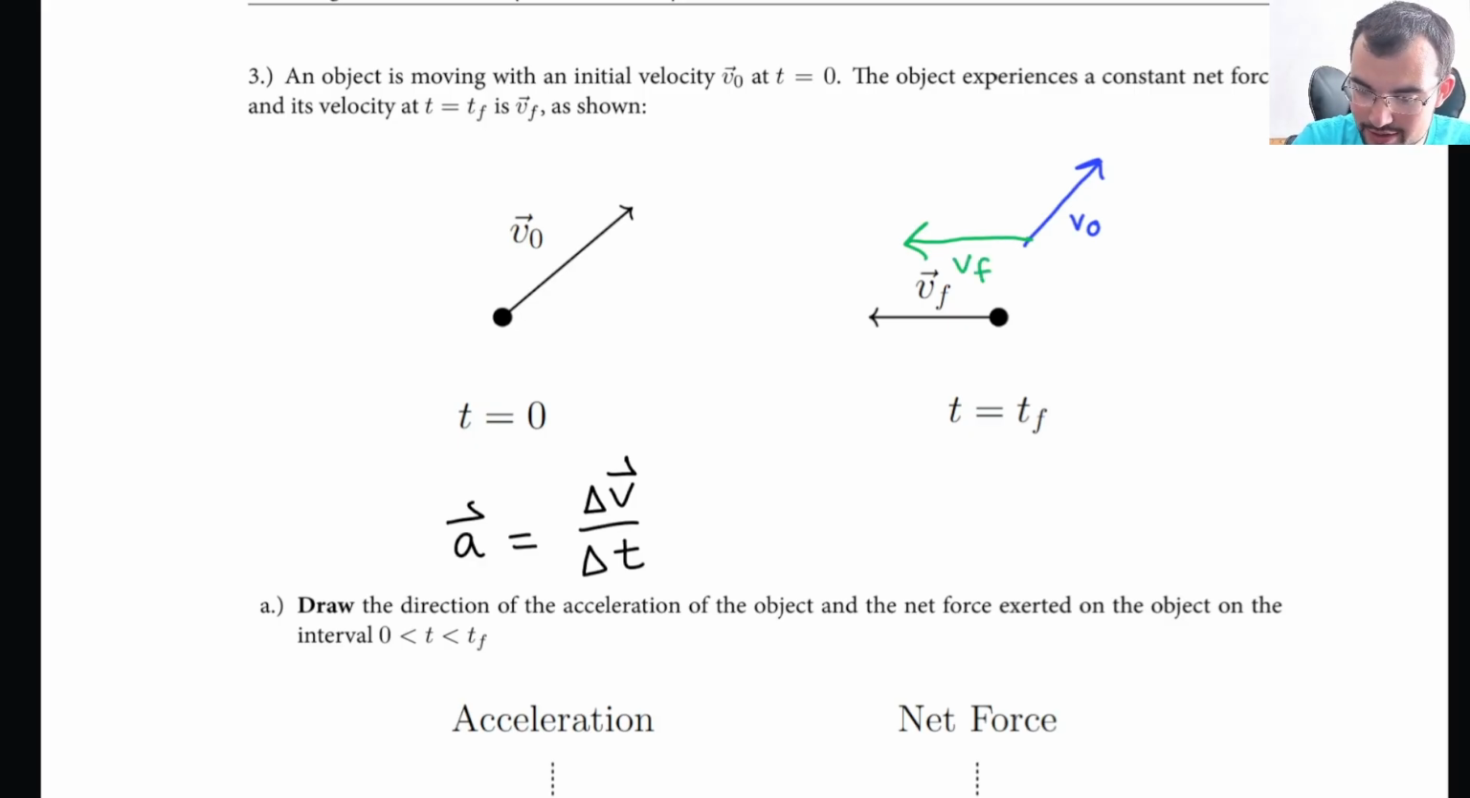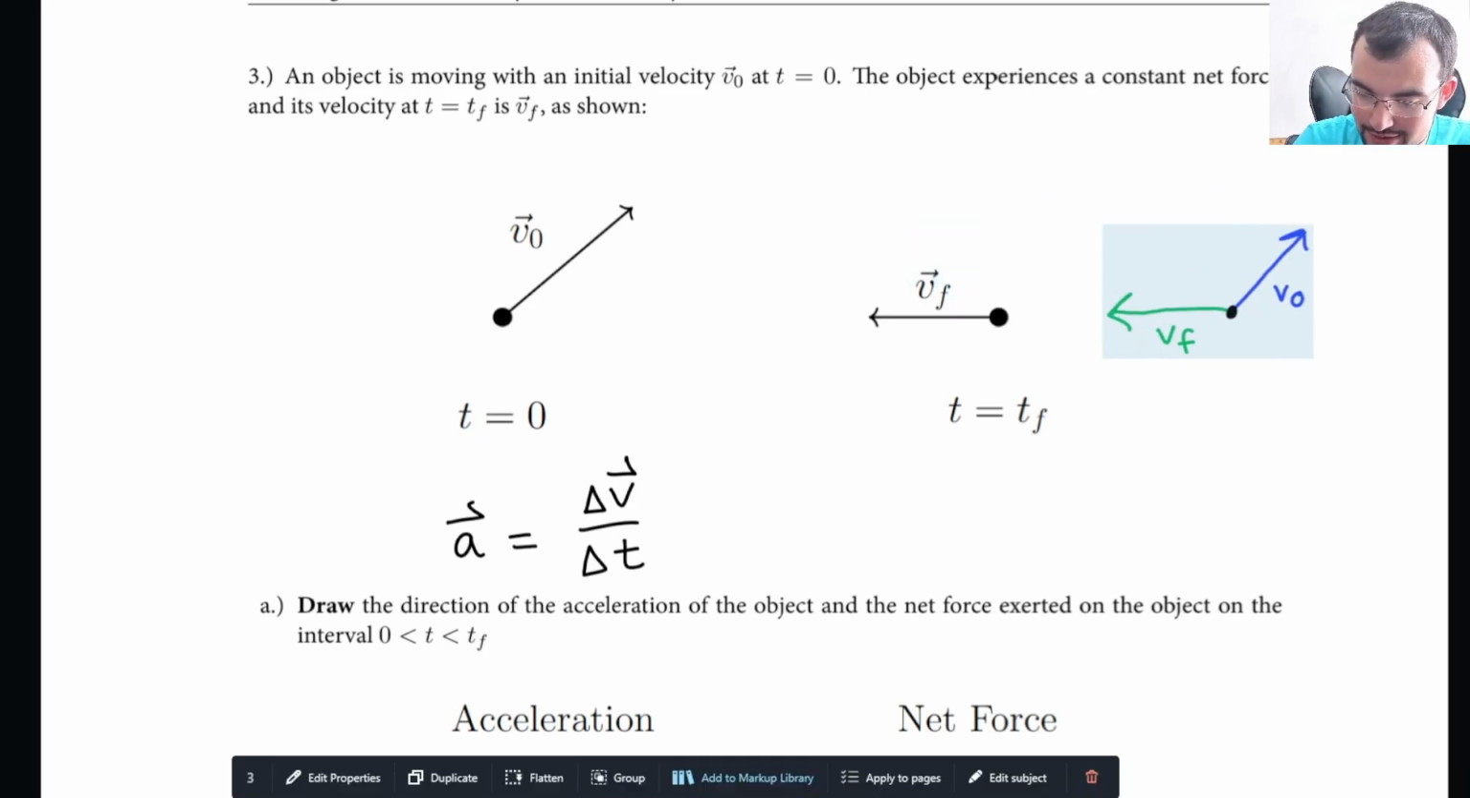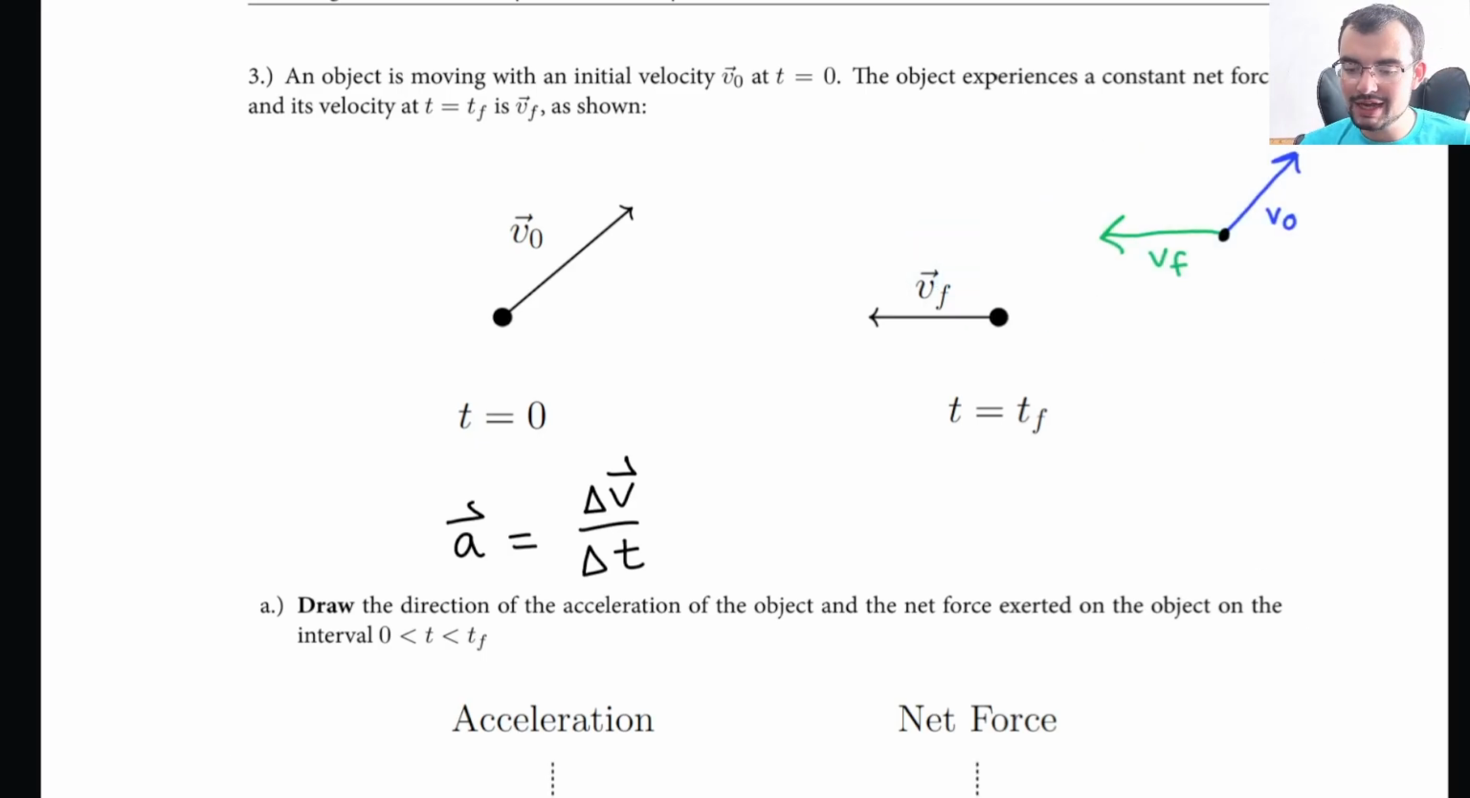I'm drawing it like this because we know that the final vector always points from the starting point to the ending point. So we have to ask ourselves, what vector do I need to add to the blue vector to end up at the green vector? Or essentially, how can I use a vector to get tip to tail addition to end up at vf? Well, we just connect them. So my acceleration would be this red line.